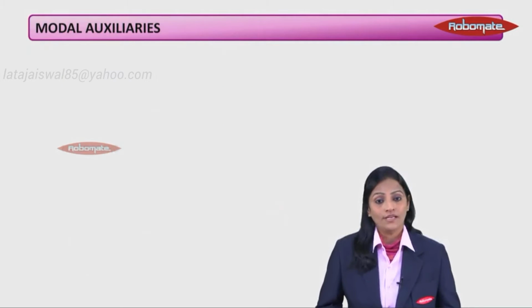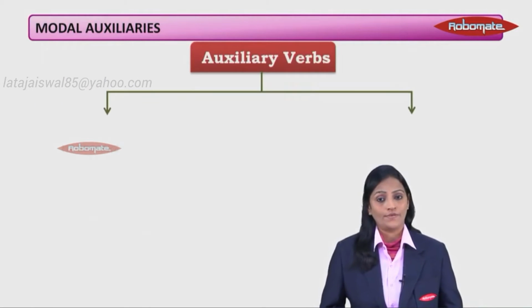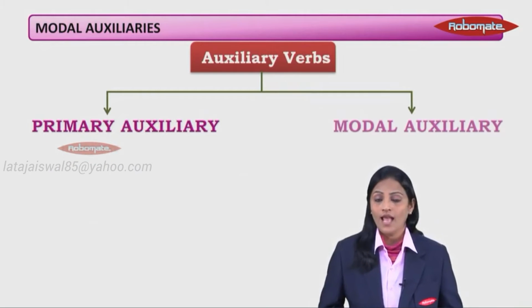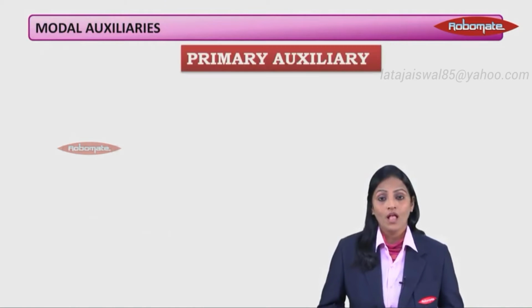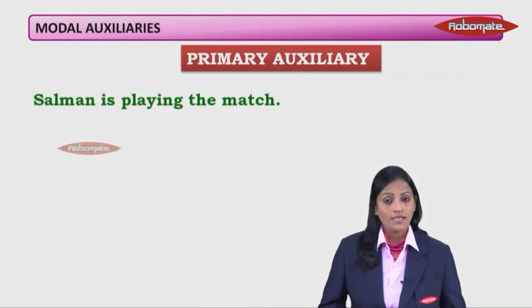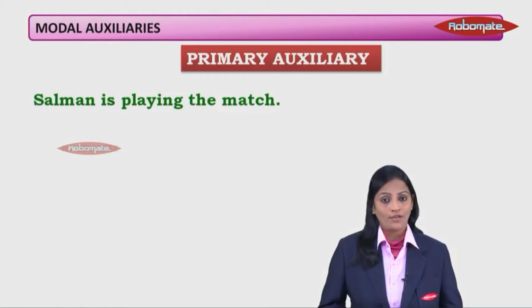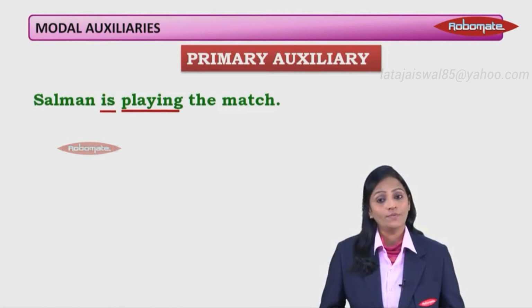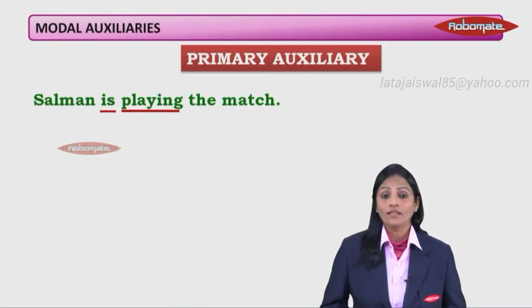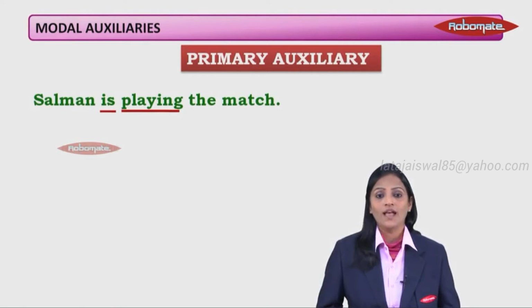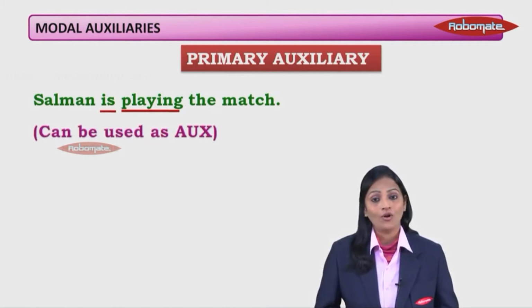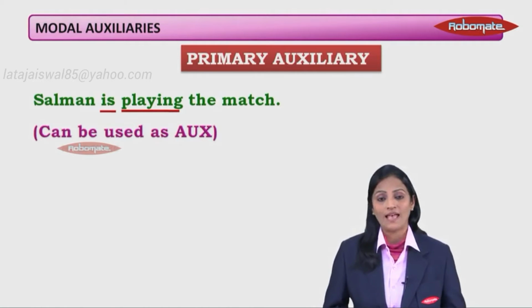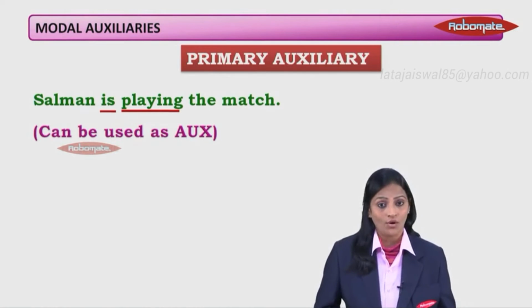Now these auxiliaries are further of two types: the primary auxiliary and the modal auxiliary. Let's understand the difference. A primary auxiliary, students, let's see this sentence. Salman is playing the match. Now in this case, again, two verbs, is playing. We know that the first verb is an auxiliary verb. So here is is an auxiliary.